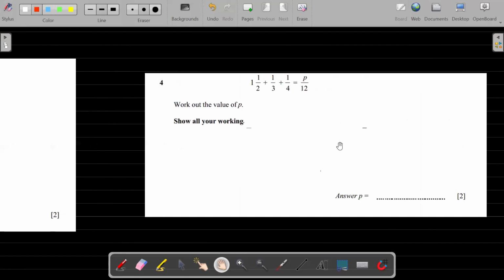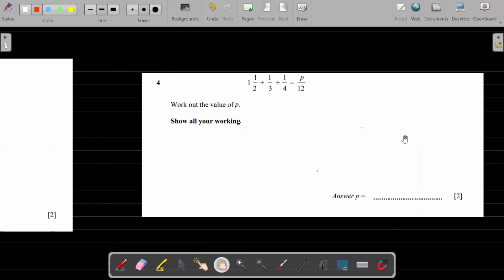Let's solve this question. Always the first step is to solve the mixed fraction. Let's solve this mixed fraction first. 2 times 1 and then 1 will be added. So it will become 3 by 2 plus 1 by 3 plus 1 by 4.